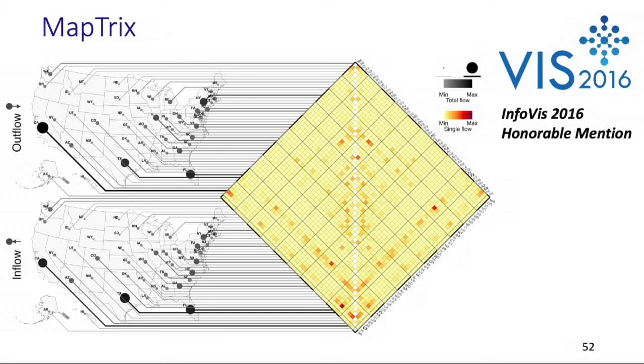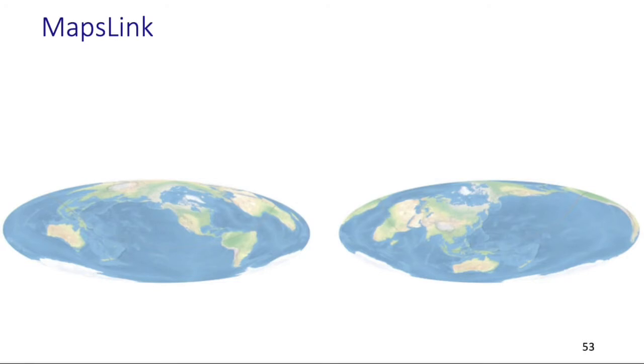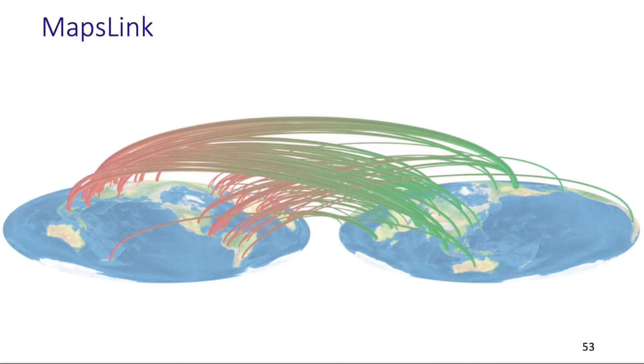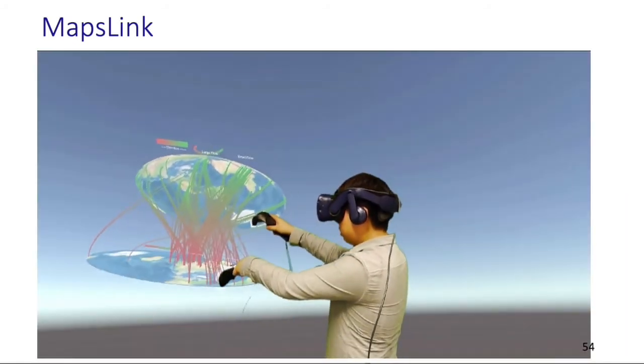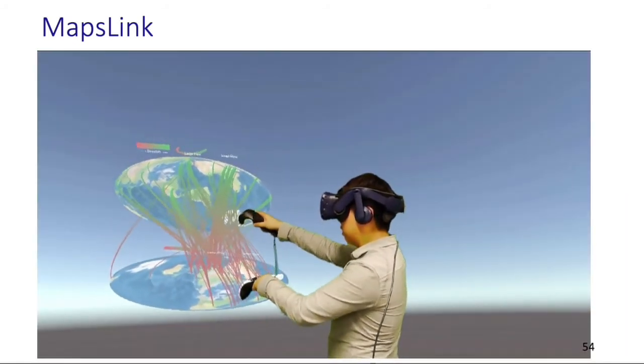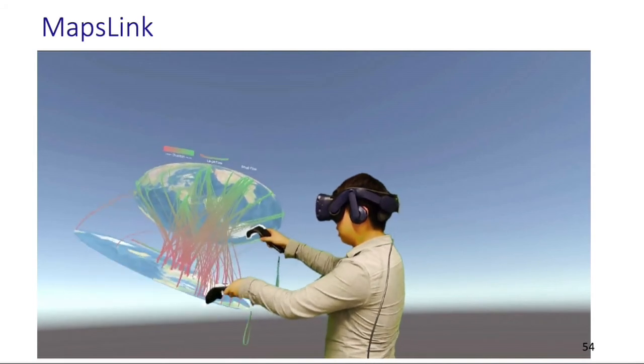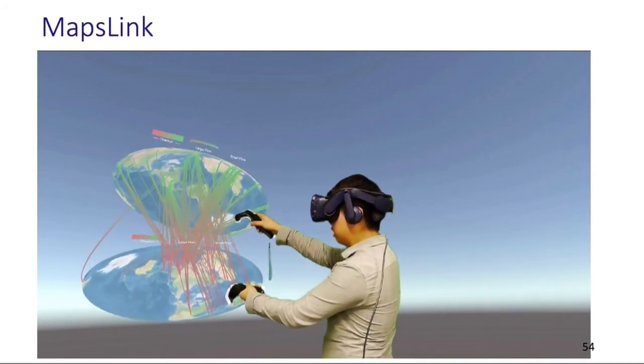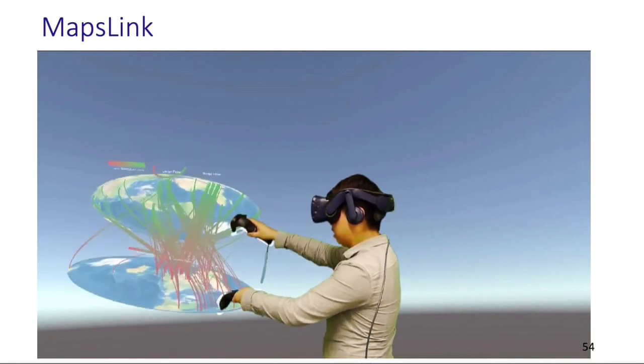Inspired by our previous work on MapTrix, which uses 2 maps to present origins and destinations respectively, we placed 2 maps in immersive environments and linked them from origins to destinations. People, not just me, really like to manipulate these 2 maps in immersive environments. They are actually much more active and passionate than I was in this video, but you know, I'm a bit shy.